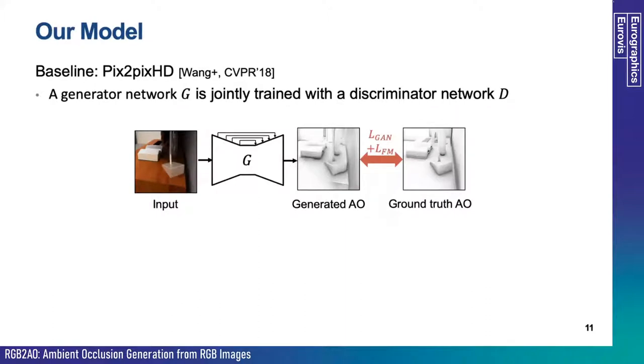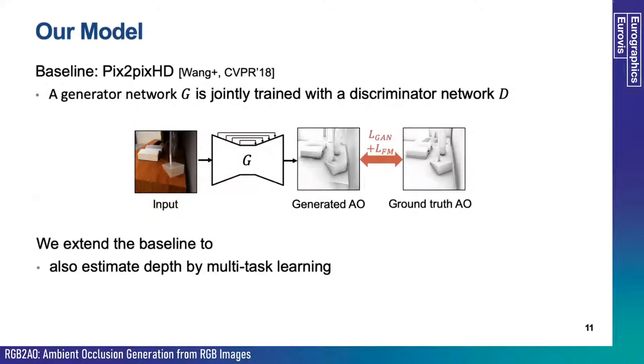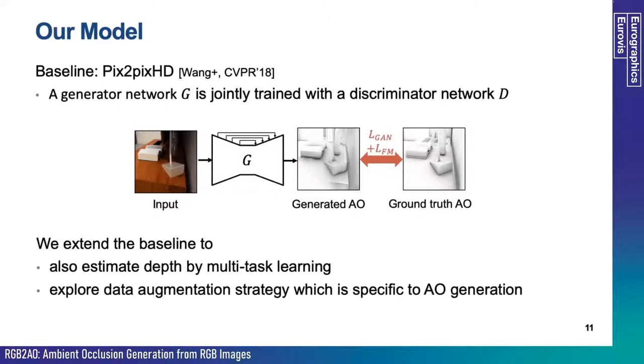Our baseline is Pix2Pix HD, which is a well-known method using CNN for image-to-image translation. In this model, a network called Generator, which learns the mapping of two image domains, is jointly trained with a network called Discriminator D, which we omit in this figure for simplicity. On top of this, we extend the baseline in two points. First, we estimate depths by multitask learning. Second, we explore a data augmentation strategy, which is specific to AO generation.